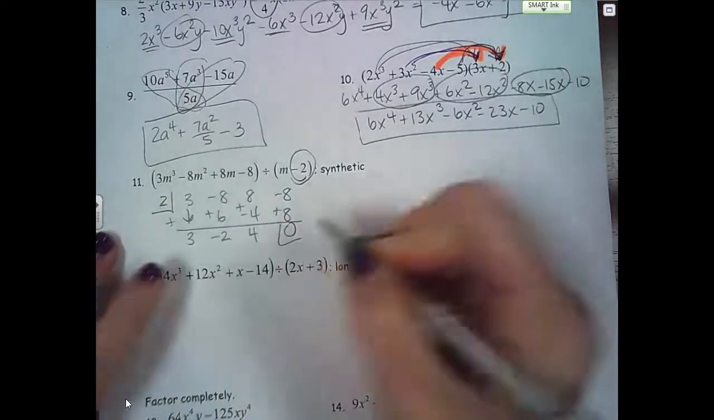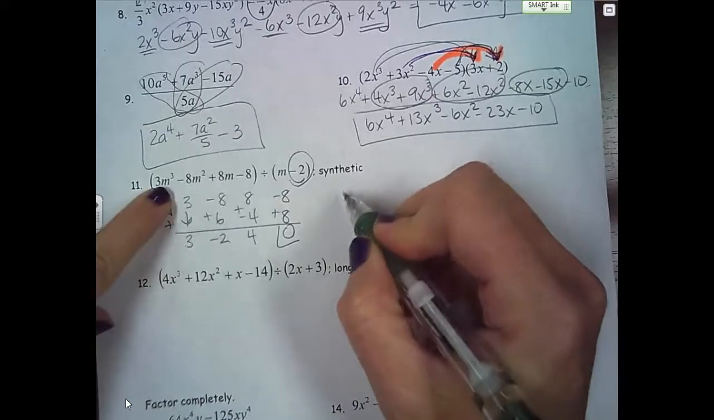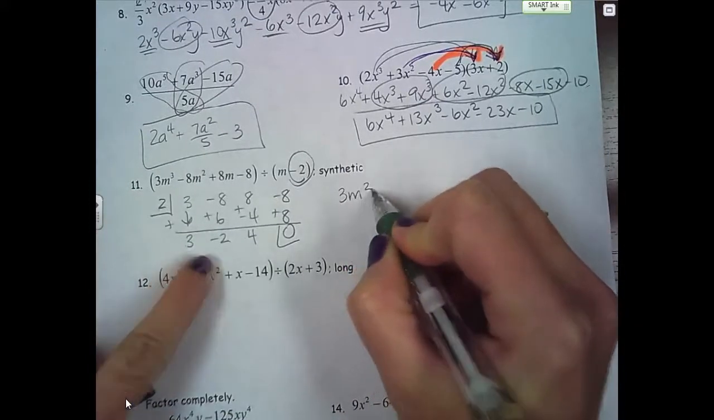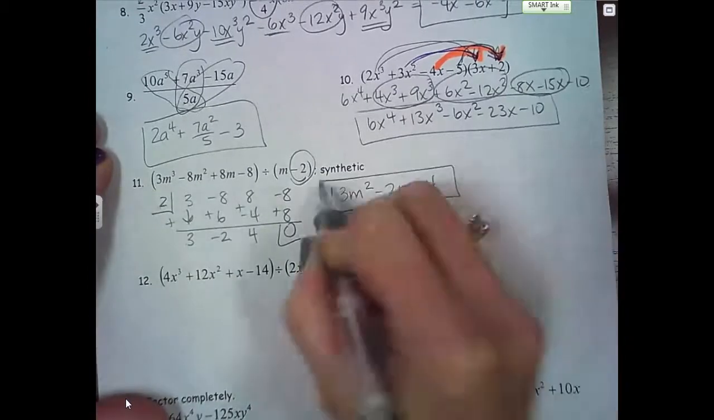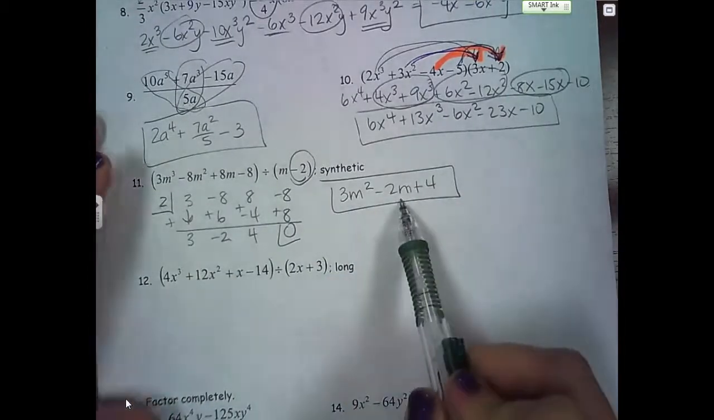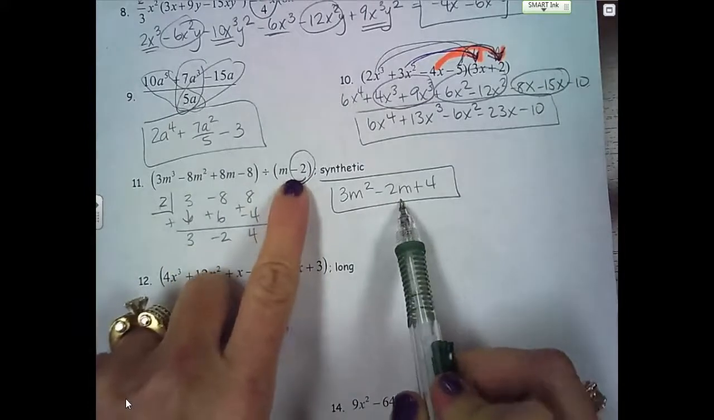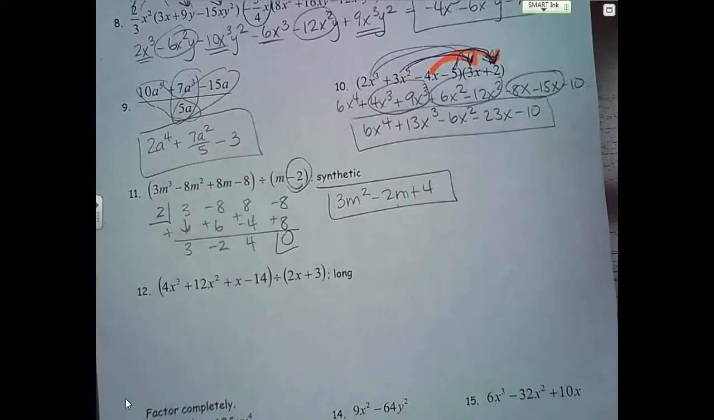There's no remainder, so your answer, since you started with m cubed, is 3m squared minus 2m plus 4. And if you wanted to check it, you can multiply this times this and get your final answer.